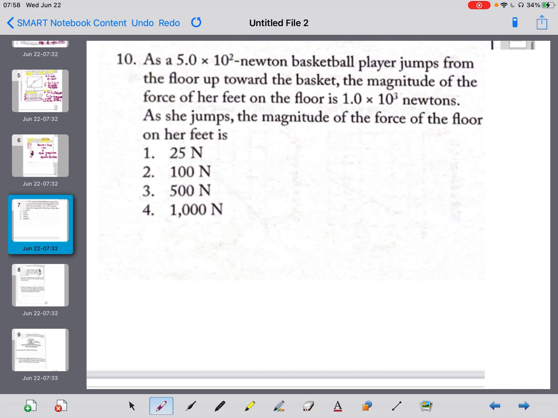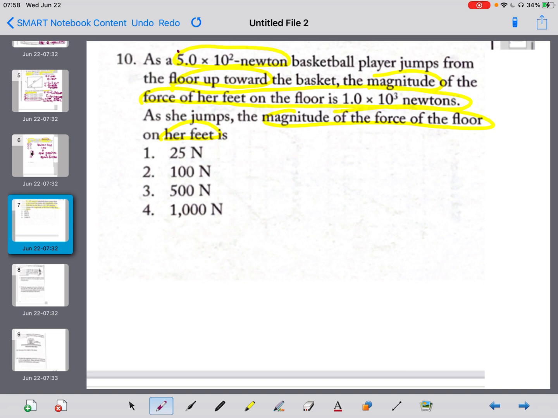Number 10. A 5 times 10 to the 2 newton basketball player jumps from the floor upwards to the basket, okay? So keep in mind, she's jumping up towards the basket. The magnitude of the force of her feet on the floor is 1 times 10 to the 3 newtons. As she jumps, the magnitude of the force of the floor on her feet is, well, again, they gave you some fluffy information here.